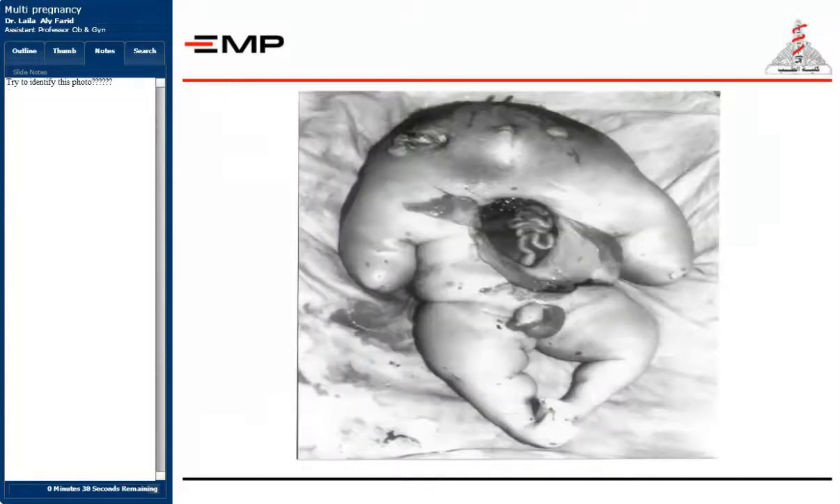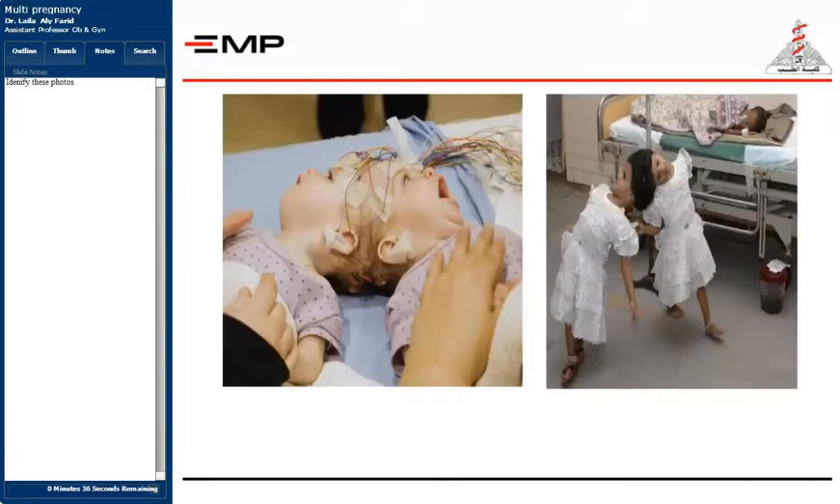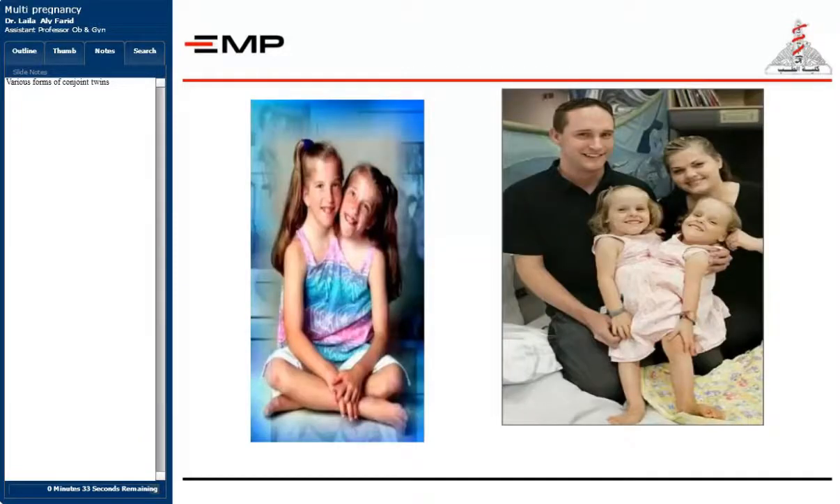Try to identify this photo. Try to identify these photos. Various forms of conjoined twins.